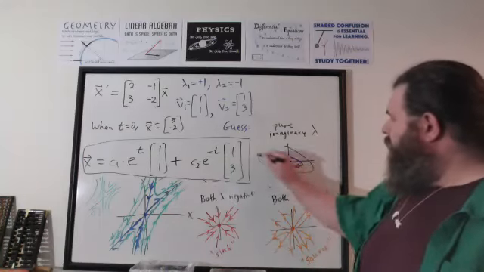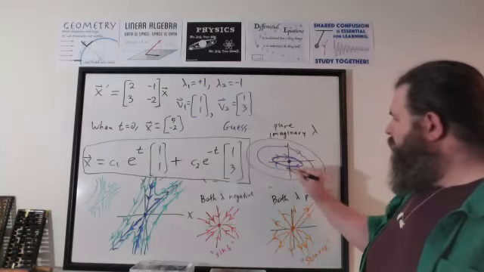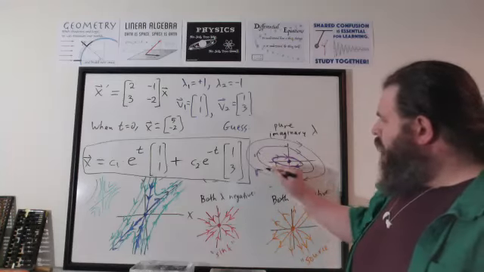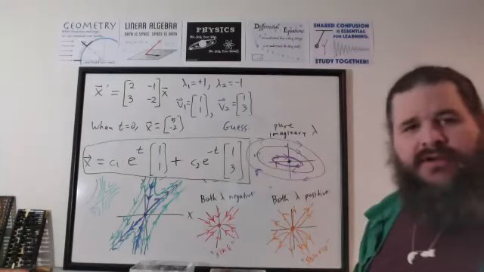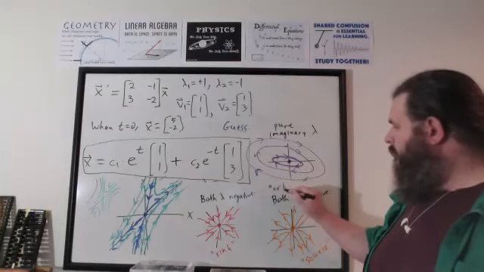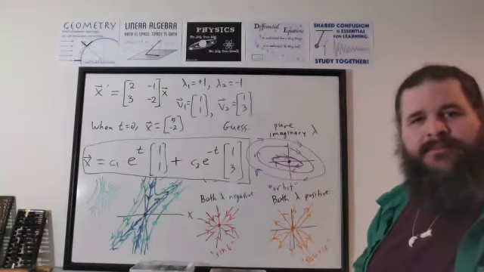But you're going to end up with presumably infinitely many possible oval shapes, all circling around centered at the origin. In that case, we typically call the origin an orbit point, in the sense that everything's orbiting around that point.